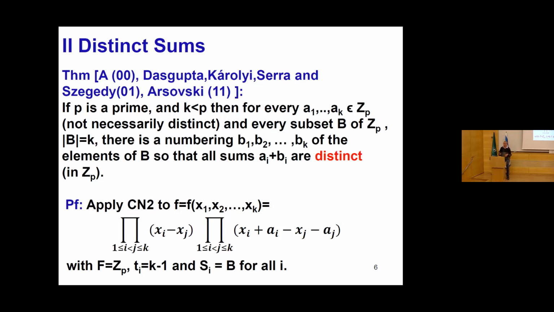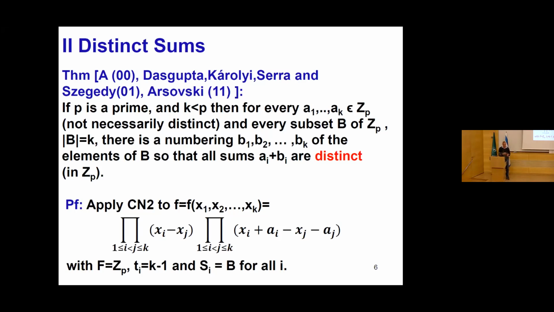And we have another set, a subset B, also of size k, of Zp. Then the claim is that there is always a numbering of the elements of B. So I number them b1 up to bk, and we can number them in such a way that the sums ai plus bi will be pairwise distinct in Zp. So that's the claim, and I want to show you a very short proof of it, just a few lines, using the statement that I said.